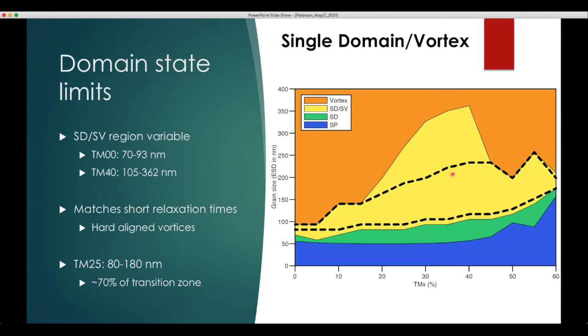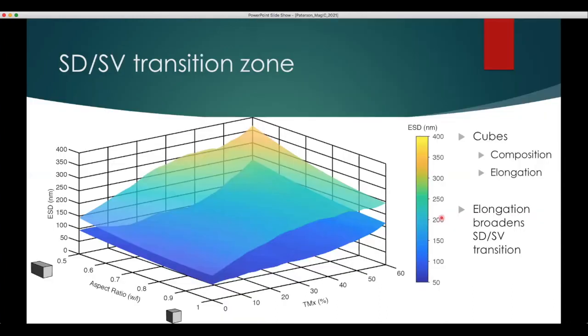But one of the caveats here is that we still haven't been able to dig into the calculations we need to do to determine what the relaxation times are as a function of grain size and composition for the titanomagnetite series. What we have been able to do is look at how the transition zone changes not only as a function of composition, but also as a function of grain shape, essentially the grain elongation.